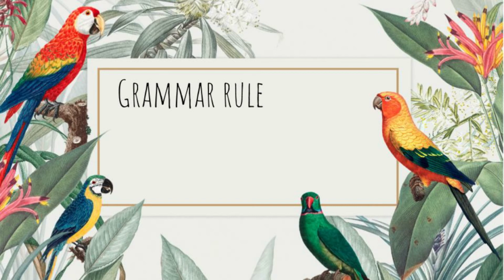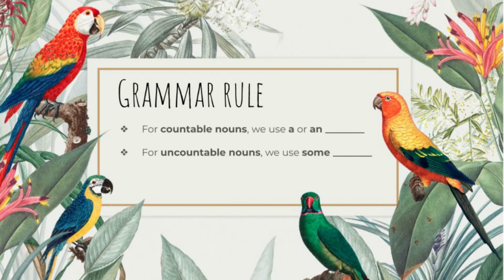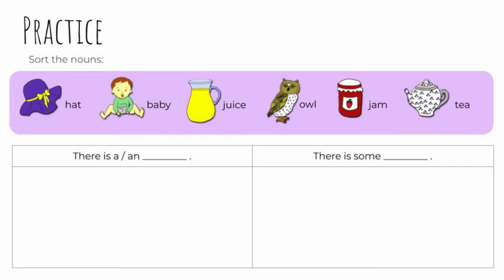Grammar rule. For countable nouns, we use a or an. For uncountable nouns, we use some. For example, a dog, an elephant, some rice. Let's practice. Sort the nouns. If you can count it, we can say a or an. Remember, we use some for uncountable nouns. Let's go.